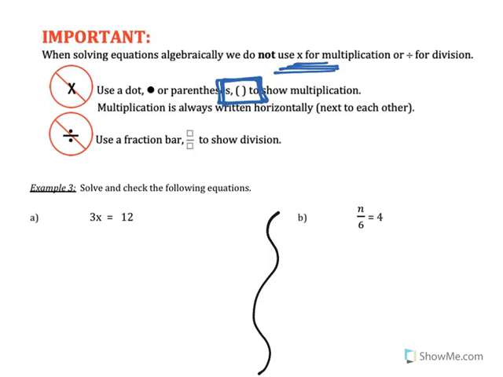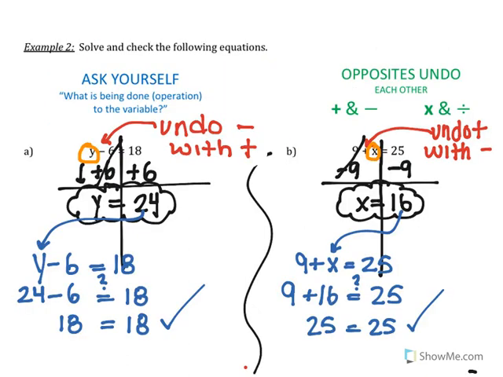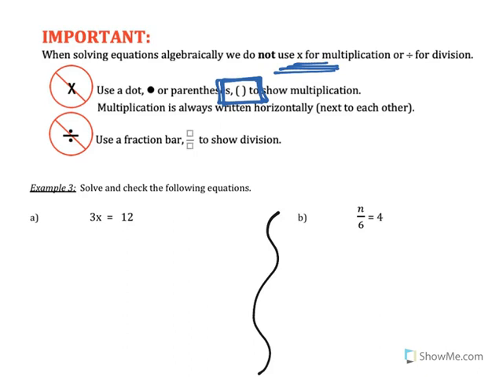And we always write it horizontally, not like with addition and subtraction where you see us writing it underneath, like here and here. It's going to be actually written next to the problem. Same with division. We're going to use a fraction bar to show division, not the division sign. And it'll make sense when we do these next two examples.